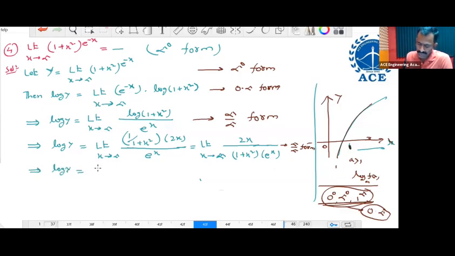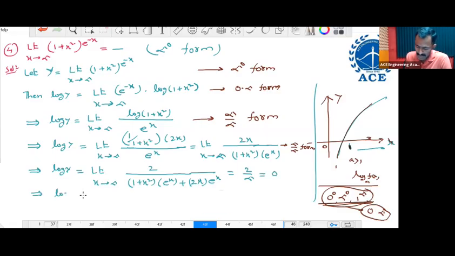Log y equal to limit x tends to infinity, the derivative of 2x is 2, and in the denominator, the product of two functions: 1 plus x square into e power x, the derivative is e power x plus 1 plus x square, whose derivative is 2x, into e power x. This is not in the form of 0 or infinity by infinity, it is something by infinity only. So we can stop here. Something by infinity is 0, which implies log y equal to 0.